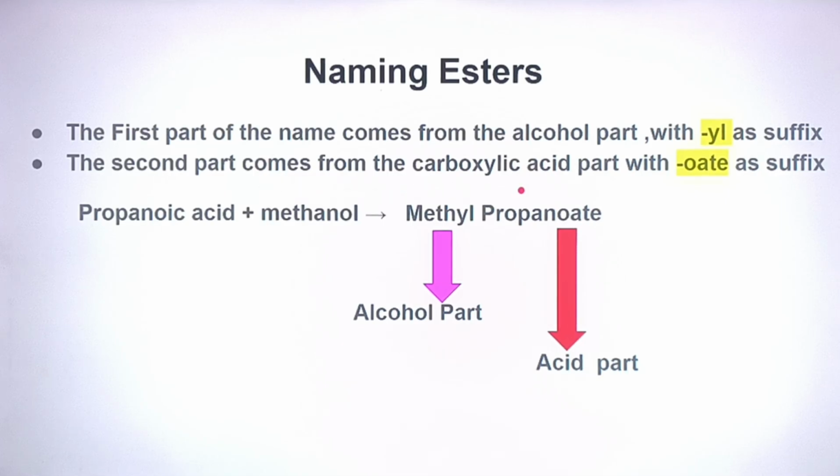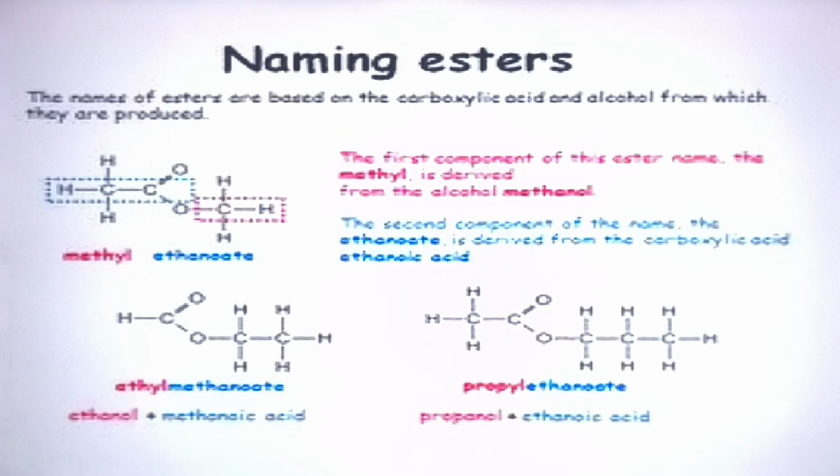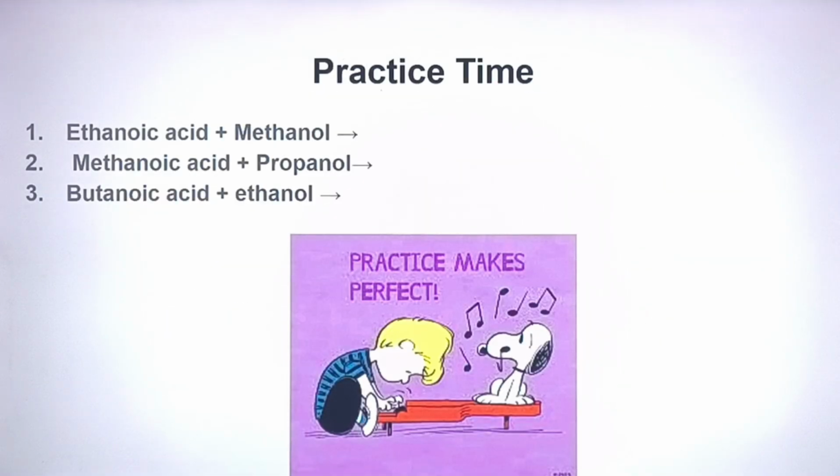Carboxylic acid, we remove oic acid and we write it as OATE. The suffix becomes OATE. So for example, if it was propanoic acid reacting with methanol, we get methyl, which is the alcohol part, and propanoate, which is the acid part. Hence, methyl propanoate. Well, naming might sound a little easier, but drawing becomes much more difficult.